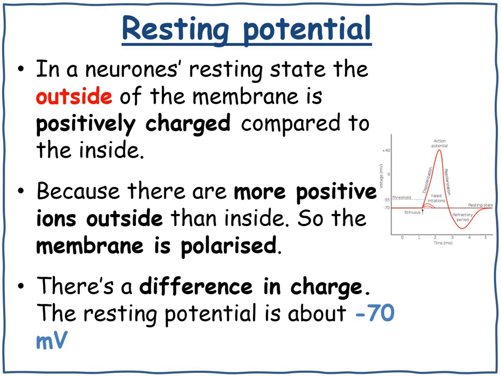So the resting potential of most mammalian cells, or neurons, is minus 70 millivolts. In a neuron's resting state, the outside of the membrane is positively charged compared to the inside, because there are more positive ions outside than inside, so the membrane is polarized. There's a difference in charge or voltage, and the resting potential is about minus 70 millivolts.